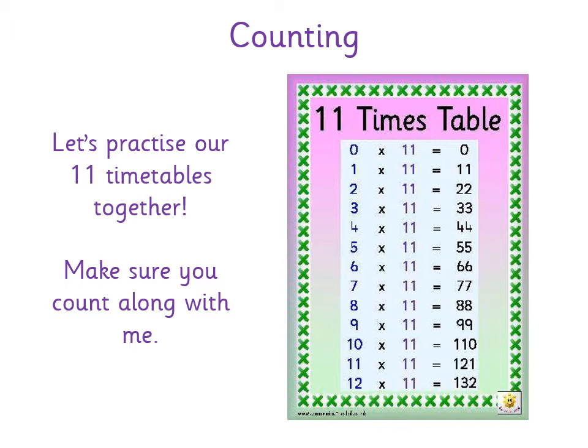Don't leave me hanging, doing it by myself. Make sure you're joining in. Okay, 0 times 11 is 0. 1 times 11 is 11. 2 times 11 is 22. 3 times 11 is 33. 4 times 11 is 44. 5 times 11 is 55. Sorry. 6 times 11 is 66.